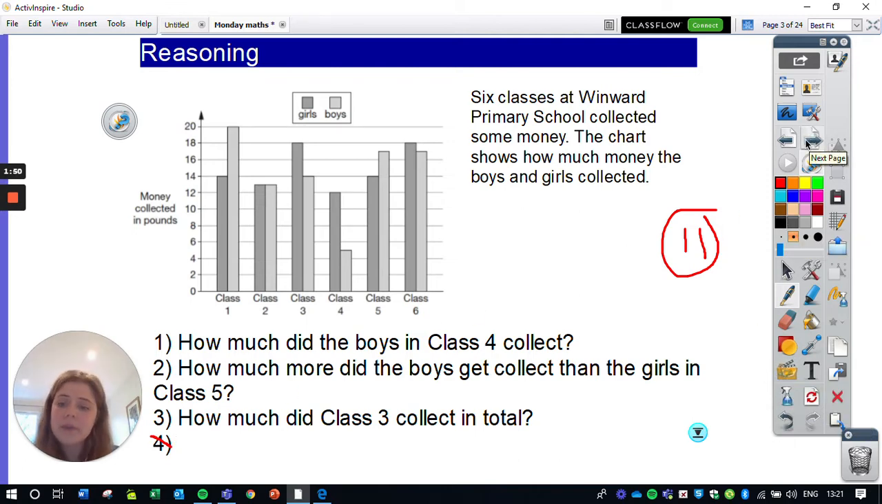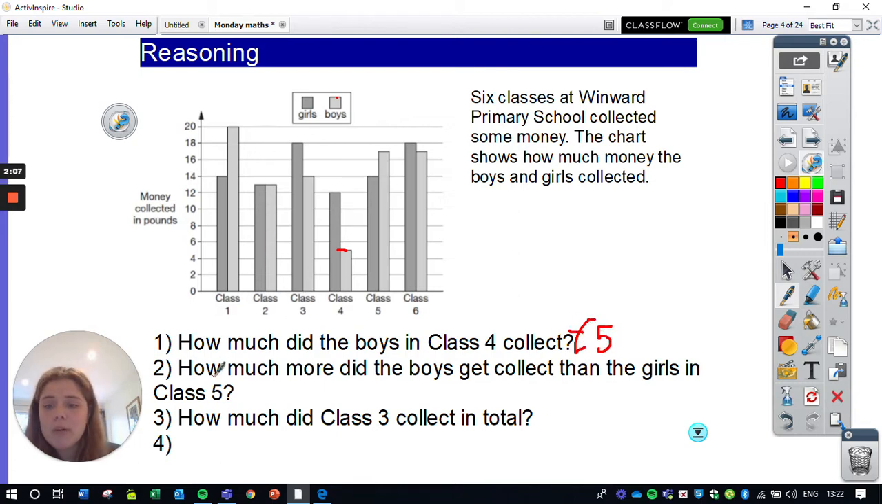Okay, I'm going to start going through the answers now, so make sure you've had a go at answering all 3 of those reasoning questions. For question 1, how much did the boys in class 4 collect? Go to class 4, check the key for boys. Here is boys in between 4 and 6, so that's equal to £5. Don't forget your unit of measure.